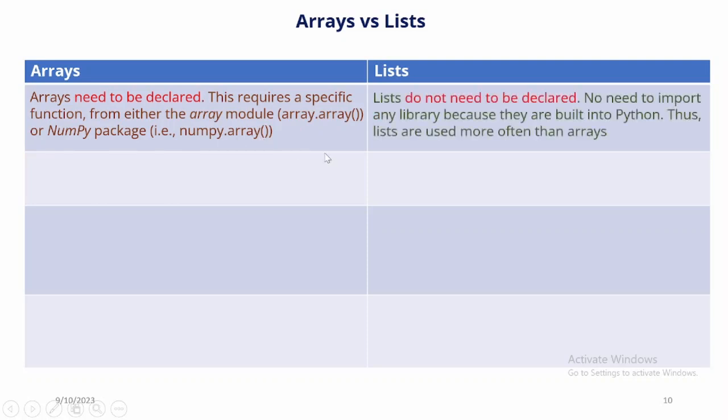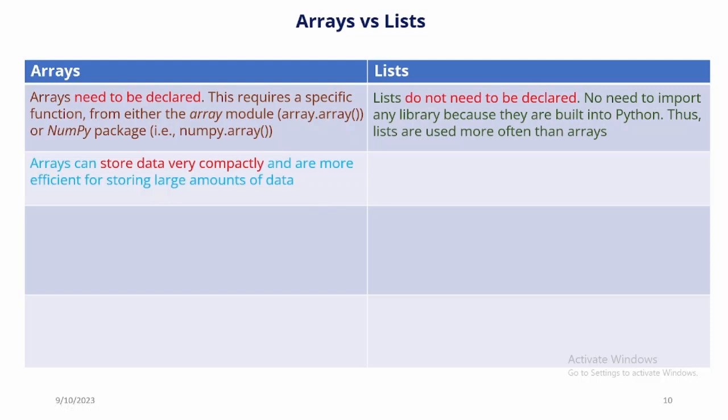Lists on the other side do not need to be declared. The moment you start your Python program, you don't need to import anything. You just create a list and it works, because they are built into Python directly. That's why lists are more often used than arrays.